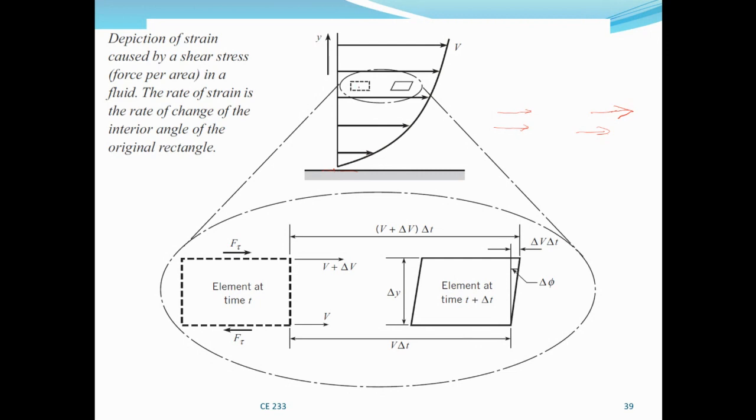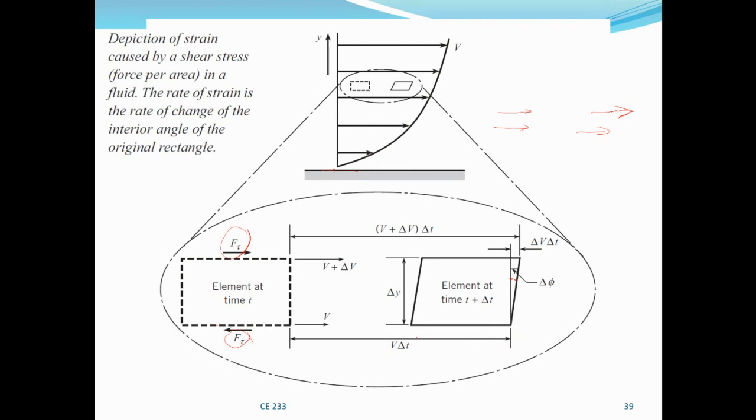So this is the rate of strain. If you have a fluid element here, you have shear stress acting on both the lower side and the upper side. Because the velocities are different, after time t this angle is deformed. This is the angle of strain, and this happens because of the increase in velocity.